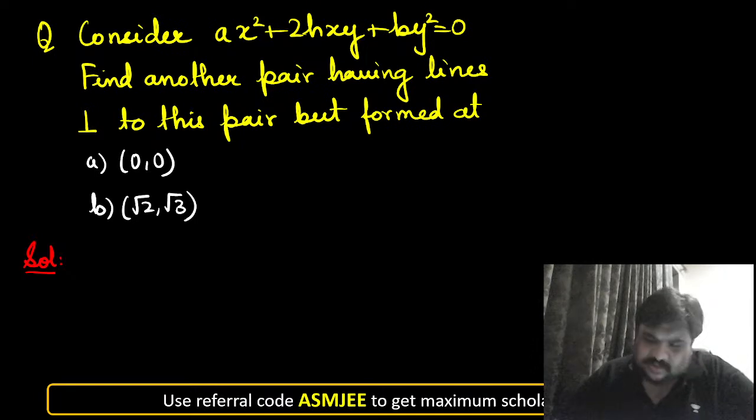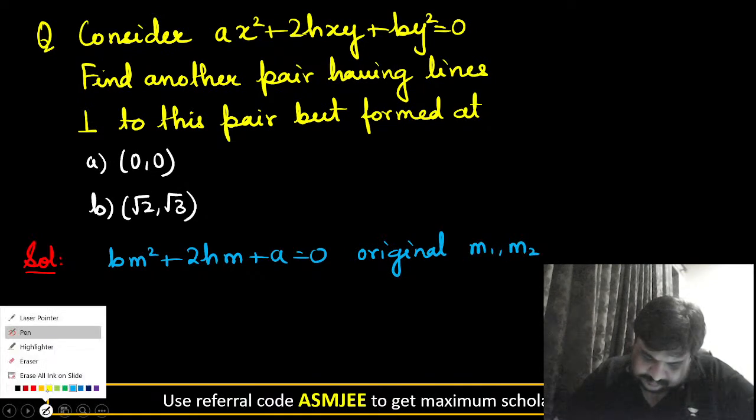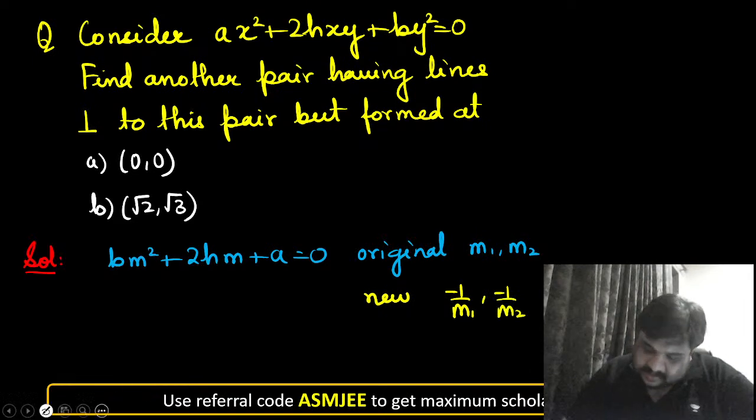Correct, Vaibhav. That also you can do. Or you can directly say that this is the original slope quadratic with roots m1 and m2. So the new one wants to have roots -1/m1 and -1/m2. Now those of you who haven't studied quadratic will wonder how we are substituting. So please revise quadratic.